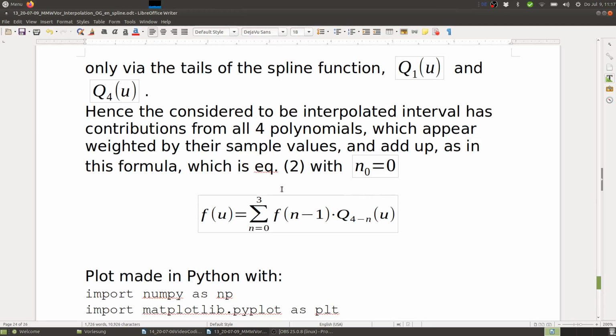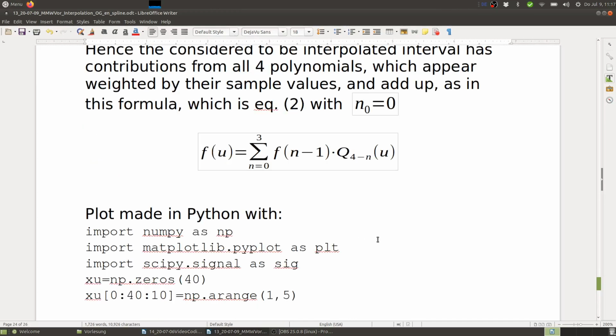Right? So we again have this formula here, the weighting, and here you have the original function values at the grid, the integer grid values. And you can see we have the influence of 4 of them for the interpolated value. Right, and this also shows us that it's not going through the original sampling points.